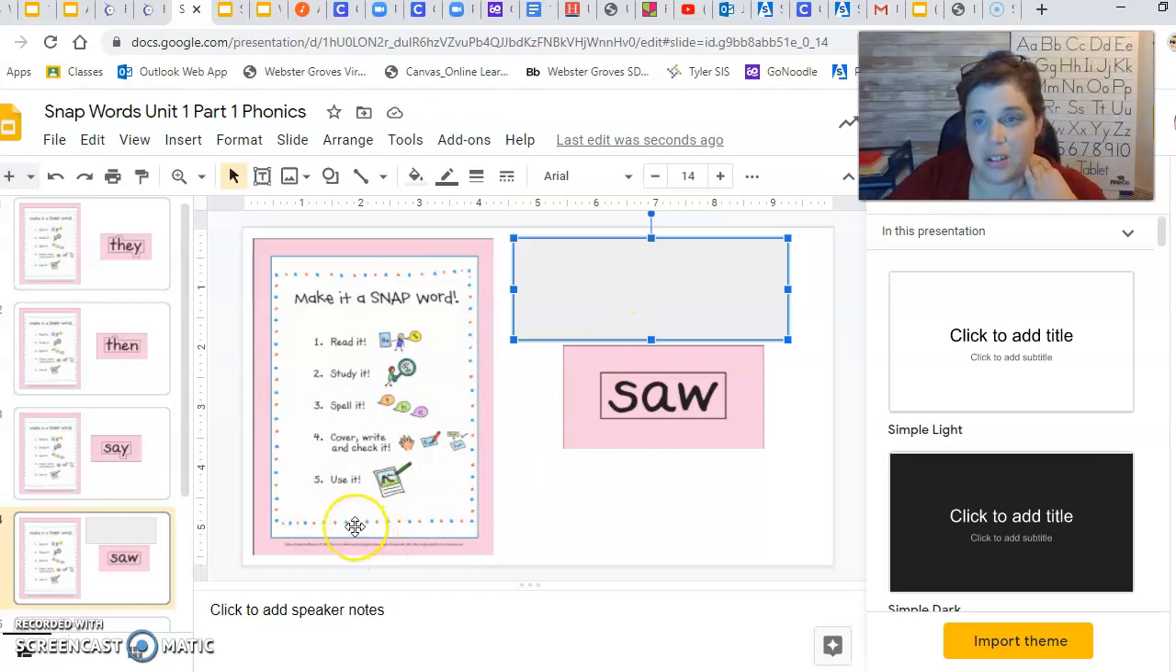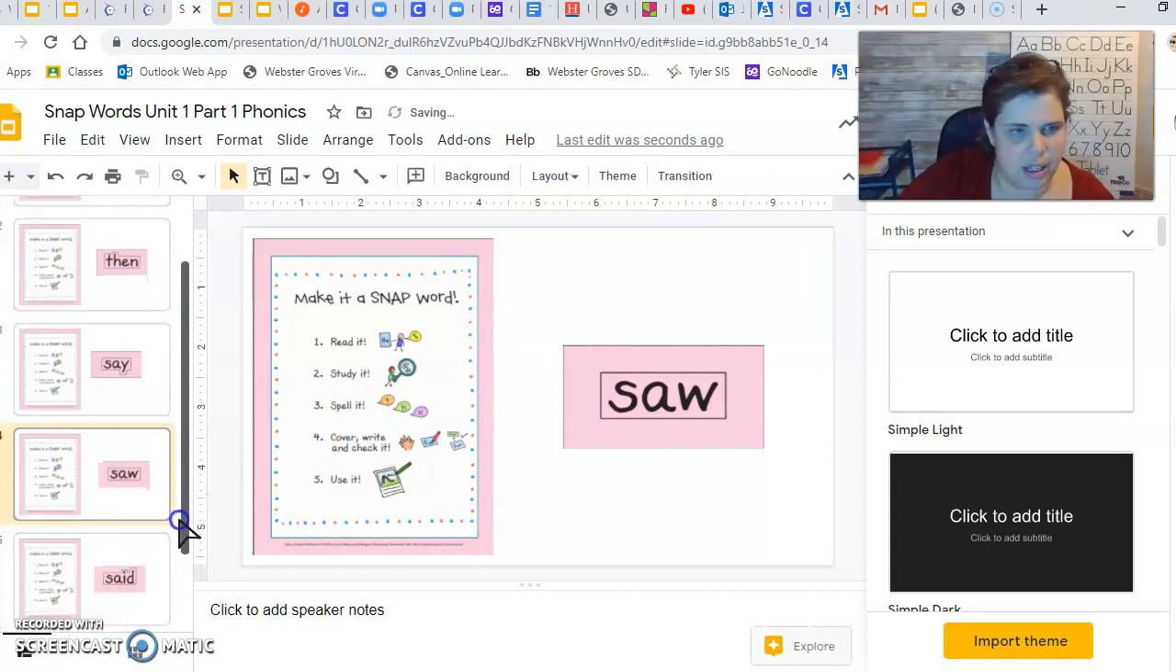And now let's use it. Do you have a good sentence? Let's hear it. I saw some deer in my front yard this morning. True story. Got to use the word saw. Excellent. All right, I think the next one is our last one.